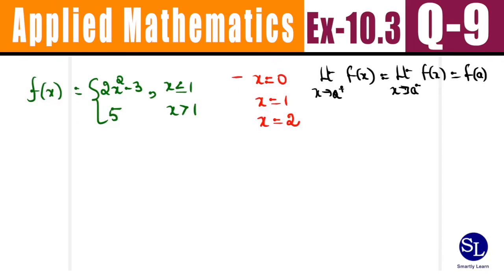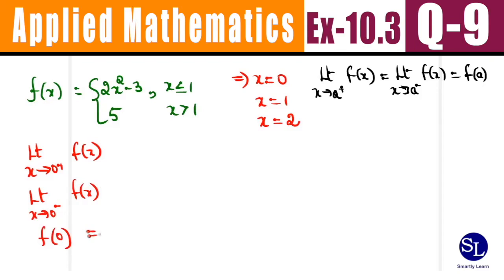In this case we are testing the continuity at x is equal to 0. So the first thing that we will do is check out limit x tends to 0 plus of f of x, then limit x tends to 0 minus of f of x, and finally we are going to compute f of 0. If all the three are equal, then we will declare that x is equal to 0 is continuous. So let's start with the easier one.